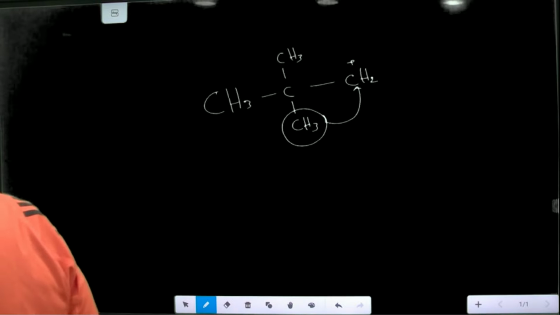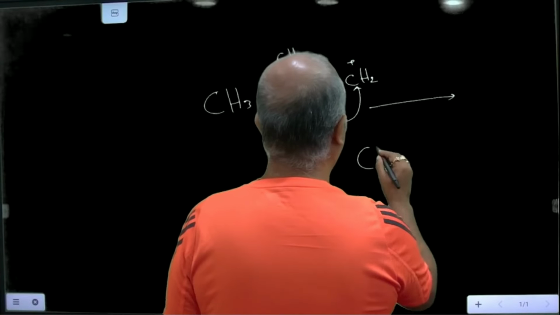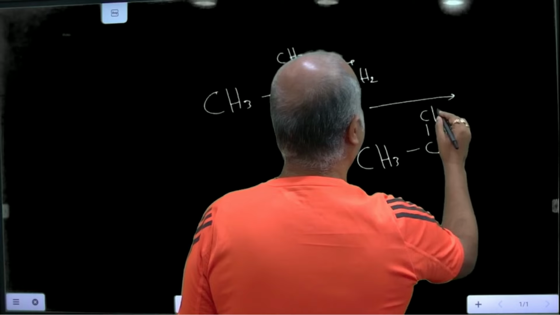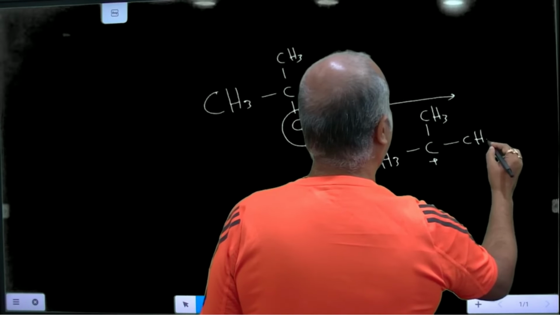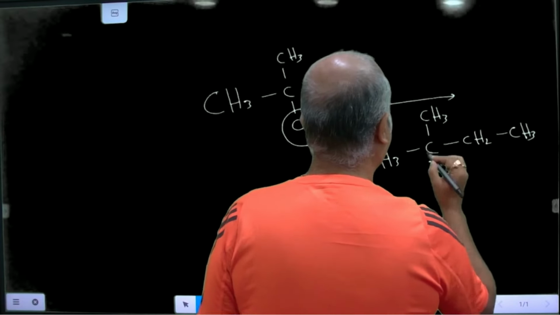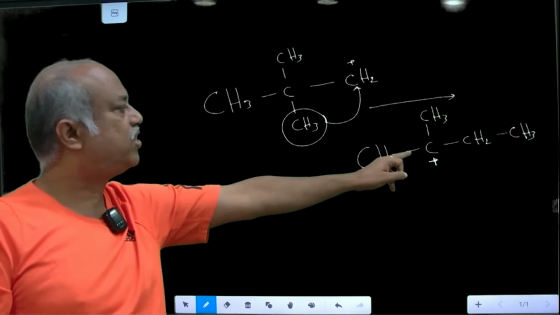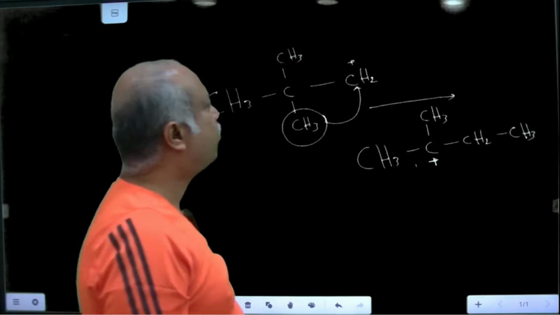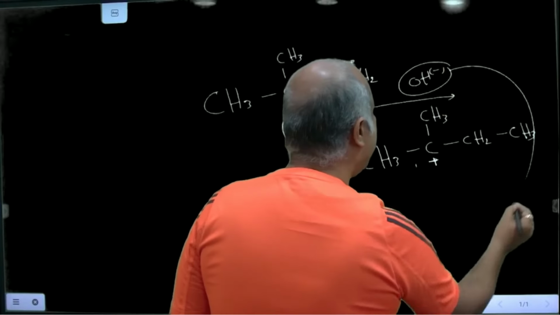That is the migration or rearrangement, the 1,2 shift. That is CH3 plus CH2, CH3. That is the 3-degree carbocation, the most stable carbocation. Then OH minus can attack that part.